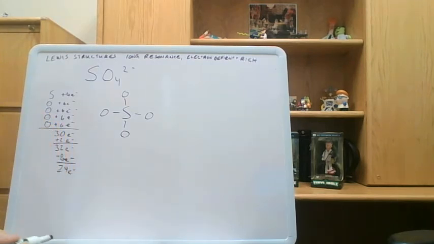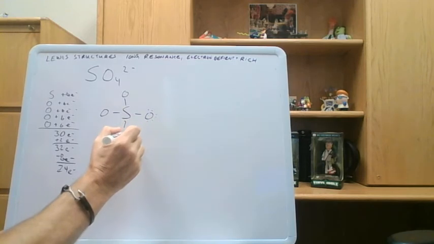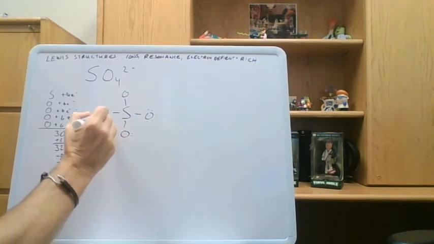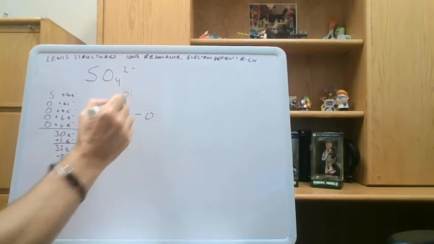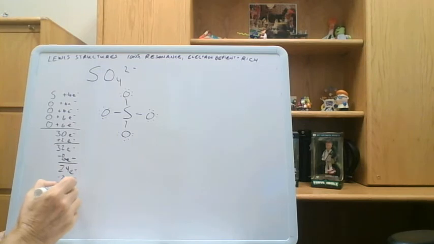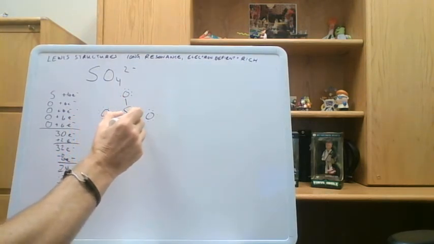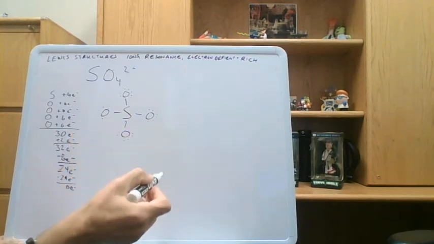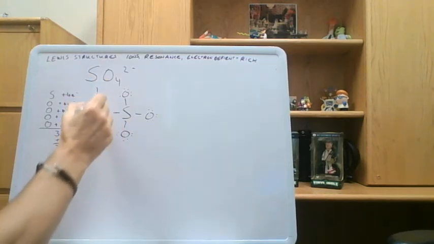And then our next rule is to put them on the terminal atoms. Each of these oxygens can take 6 more electrons around it. And that's our 24 electrons. We have 0 electrons left. So we check this. See, sulfur sees 2, 4, 6, 8 electrons around it. Each oxygen sees 2, 4, 6, 8. So everybody's happy with that arrangement.